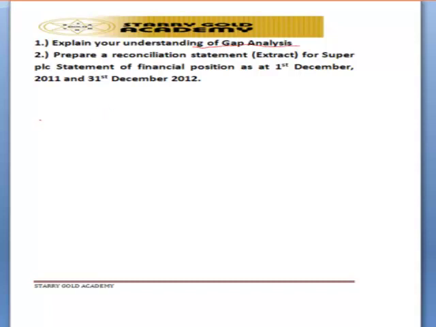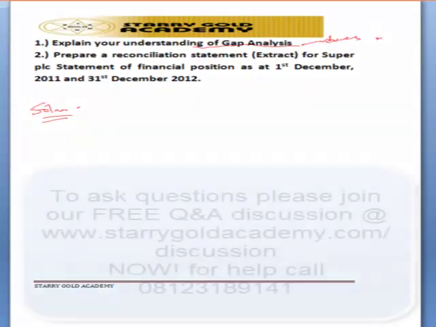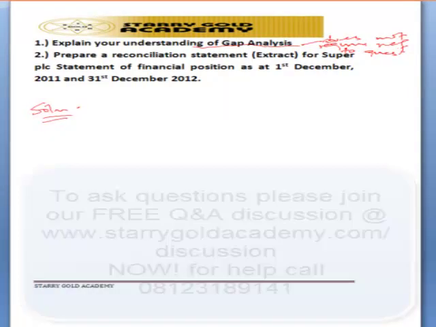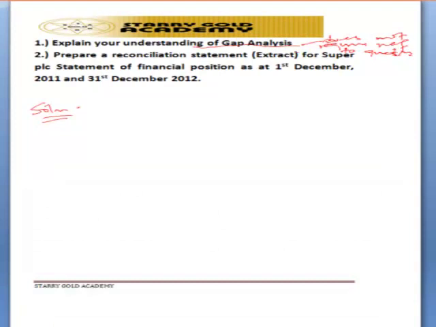Now number one, if you want to provide your solution without looking at your comprehensive set of accounts, you will see that this one does not require reference to your question before you answer it. It is a theoretical based question that you can answer. Now let's just answer this one straight away. What do we mean by gap analysis?